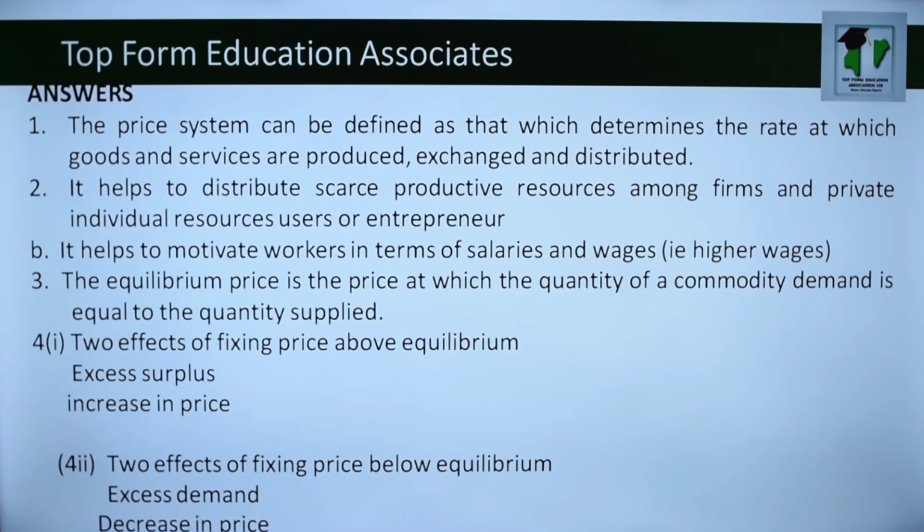You can copy this and compare with what you have. These are the answers as given by your teacher. You can copy them. One tells you what the price system is. Number 3 tells you the equilibrium price and quantity. Question 4 looks at the effects of fixing the price above the equilibrium. If the price is fixed above the equilibrium, what happens? 4II says, if it is fixed below the equilibrium, what happens? So know them. They will help you.